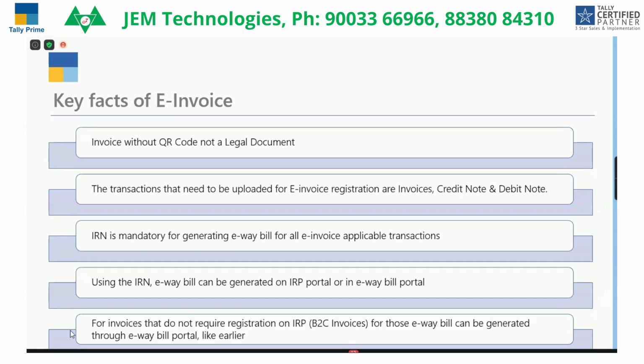IRN is mandatory for generating e-way bill for all e-invoice applicable transactions. Using the IRN, e-way bill can also be generated through the IRP portal or in the e-way bill portal. Invoices that do not require registration on IRP, like B2C invoices, are not expected to be uploaded to the IRP portal for registration. For all such invoices, e-way bill can still be generated from the e-way bill portal like it was done earlier.